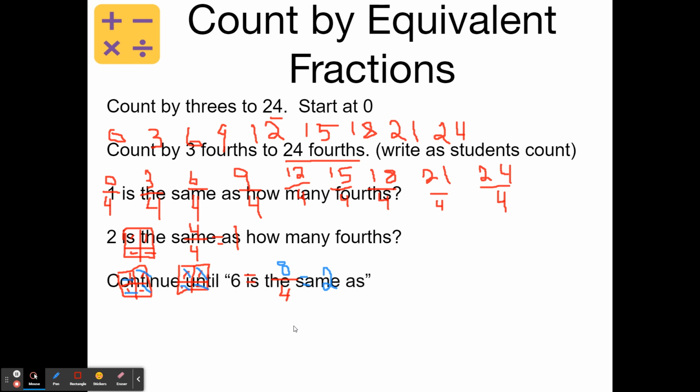And I want you to think about this and continue until you get to 6 wholes. How many fourths are in 3 wholes? How many fourths are in 4 wholes? How many fourths are in 5 wholes? And how many fourths are in 6 wholes?